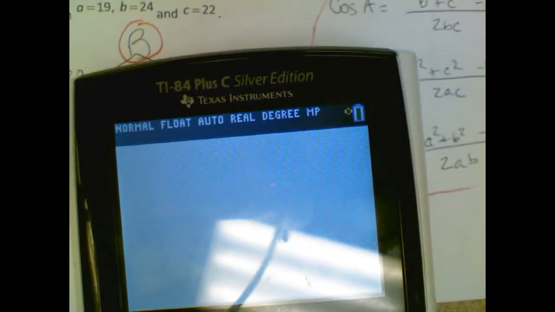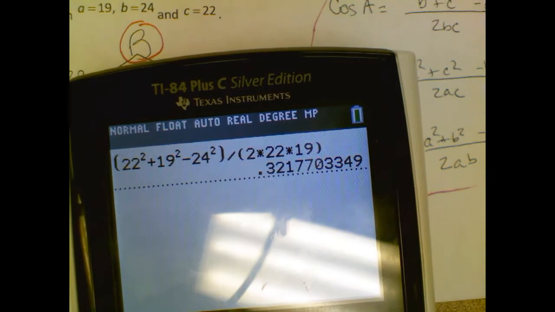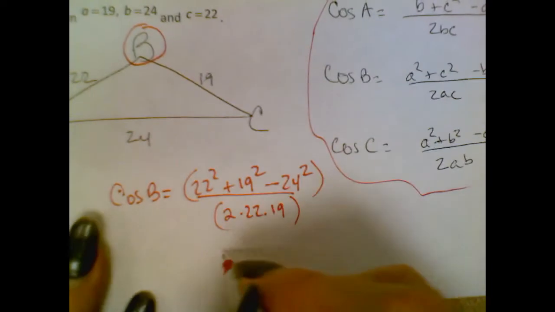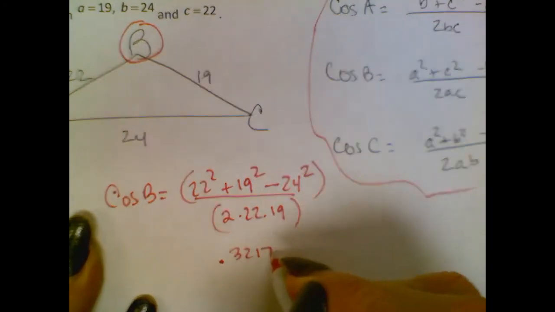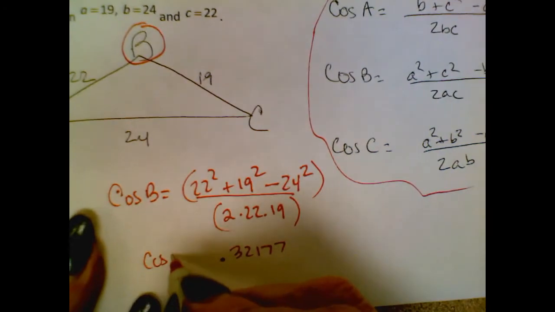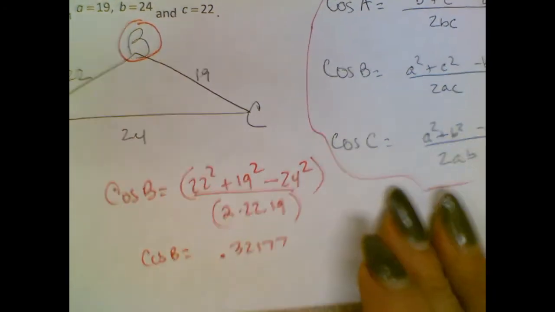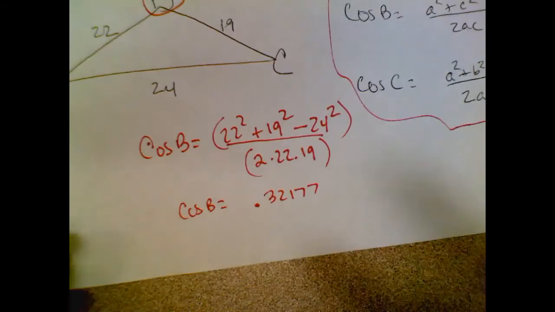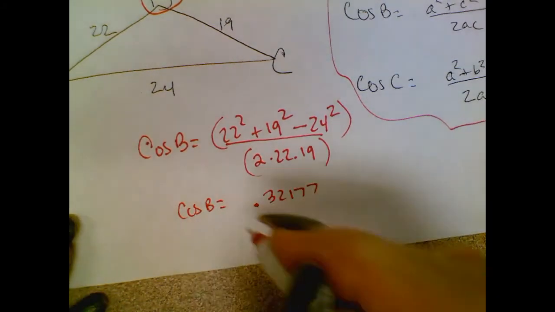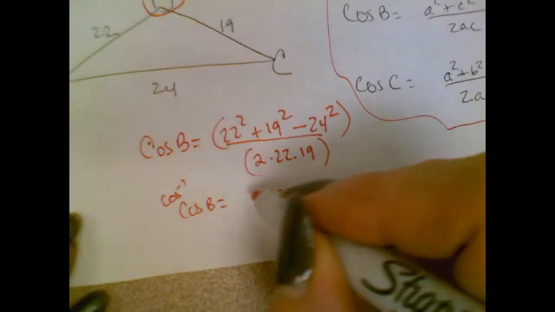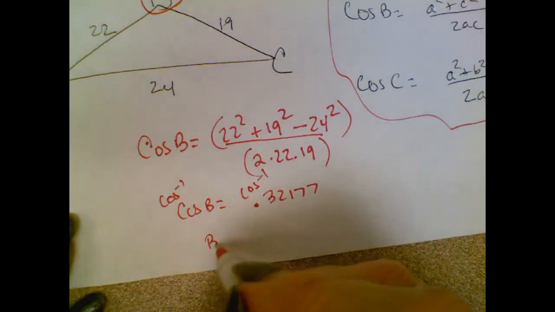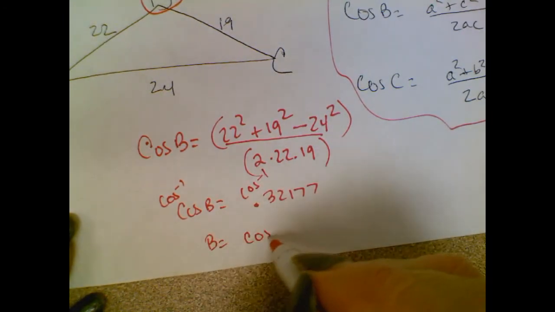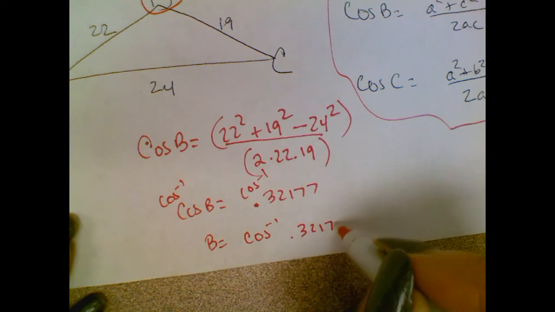Now you're going to get a decimal here. All of this is 0.32177. That's kind of small for an angle, right? But this isn't our angle yet. This is the value of our cosine, but this is not our angle. We've got to get rid of the word cosine. So how do you do that? You do inverse cosine on both sides, and B will equal inverse cosine of 0.32177.